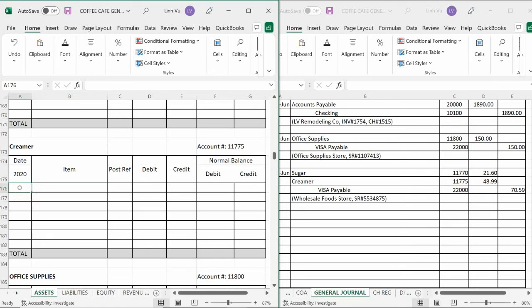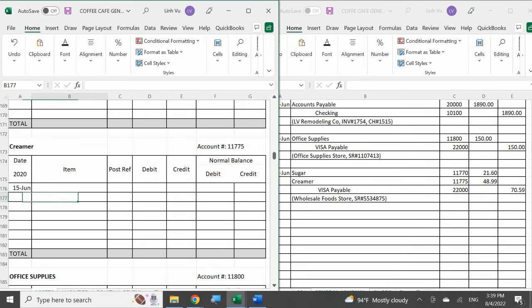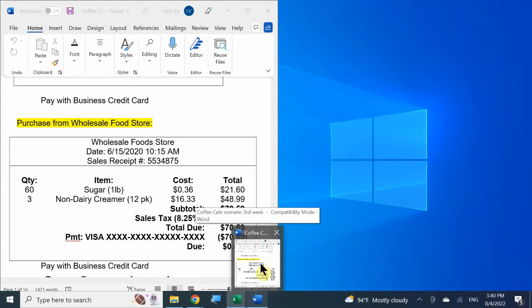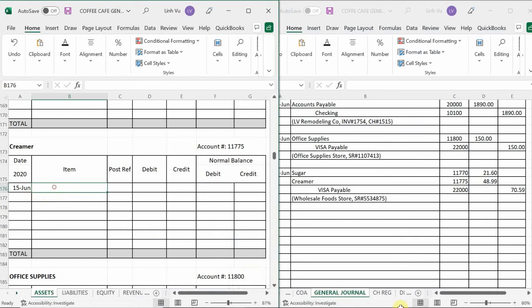And for creamers, we bought 3 sets of 12 packages. So 3. Okay. So I would write 3 case of 12 package at 16.33.